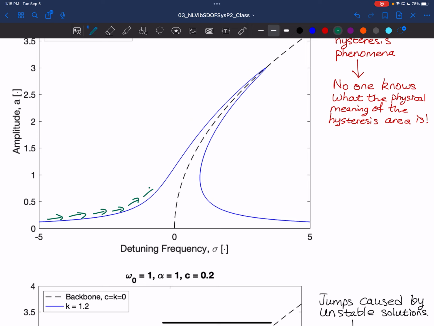as follows. And then suddenly, once you reach this point over here, the response will suddenly drop down, and then follow the curve like that. This is called a forward sweep.